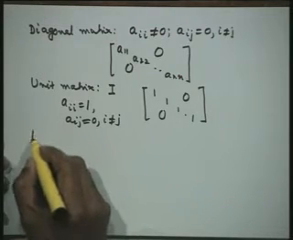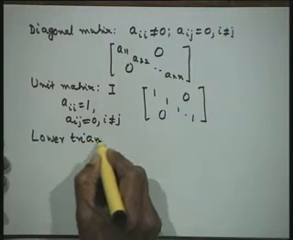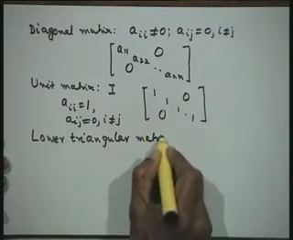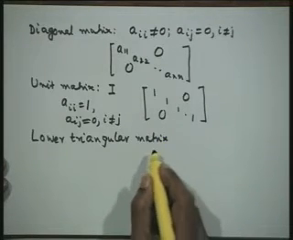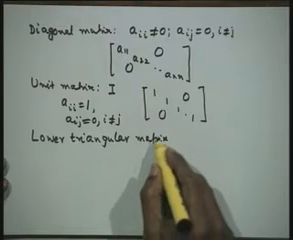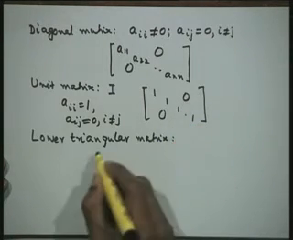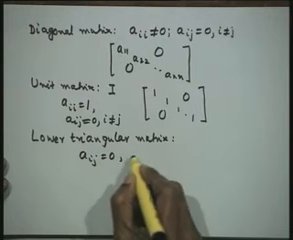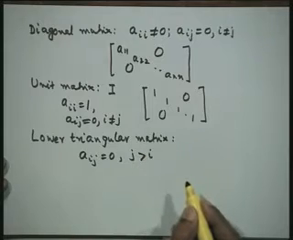Then we define a lower triangular matrix. All the elements on the diagonal and below the diagonal are non-zero, and the elements above the diagonal are all 0. That means we are defining Aij is equal to 0 for j greater than i.